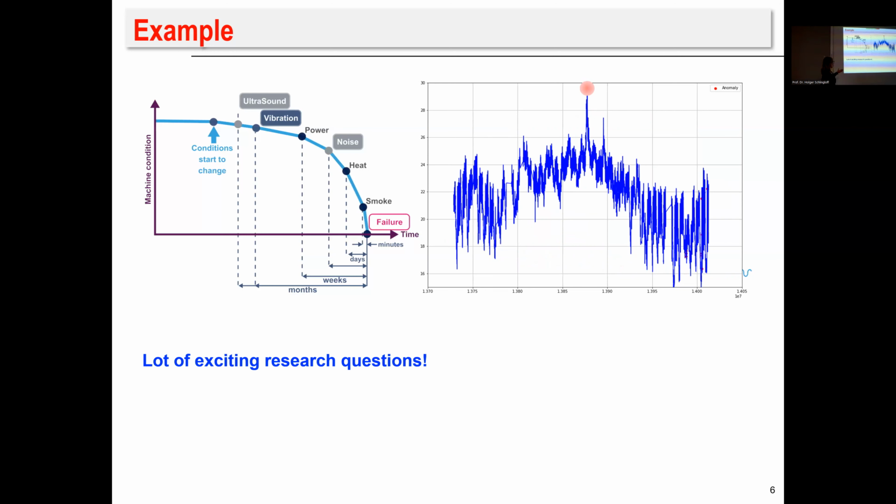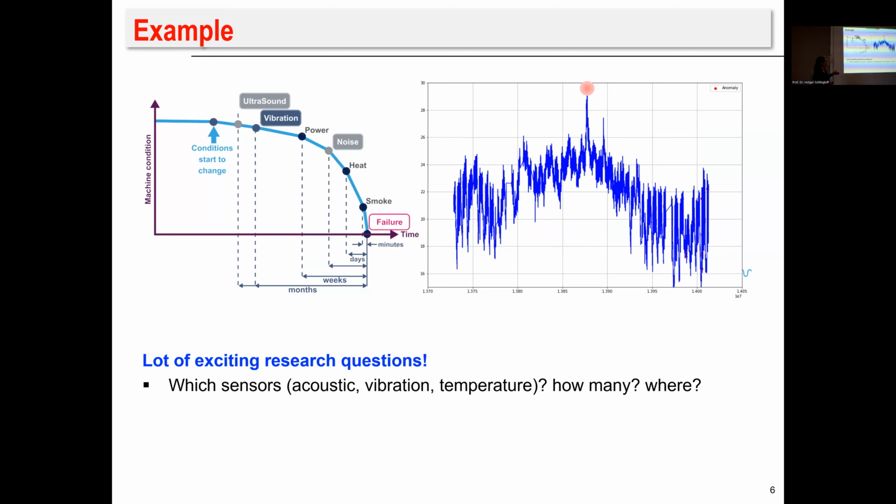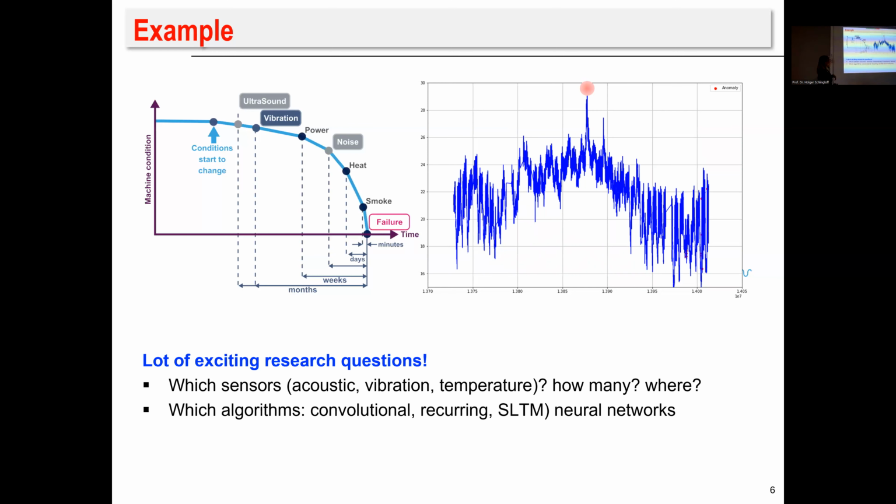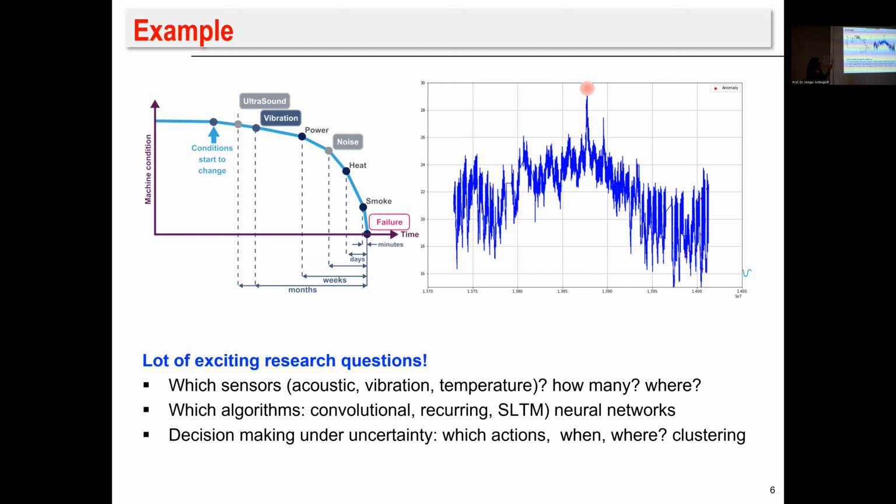But there are a lot of exciting research questions here. So the question is, of course, which sensors do you need? Do you want to monitor acoustics or vibration or temperature? What's a good thing to measure here? Also, how many sensors do you need? Where do you need to place sensors? Which algorithms do you want to use for anomaly detection, and all kinds of neural networks? Then another whole nice area is decision making under uncertainty.